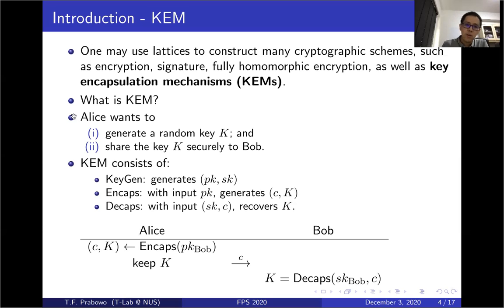So going back to this scenario, and assuming that we have generated the secret key and public key of Bob using the key generation, what Alice does to do these two things is she calls the encapsulation algorithm with input the public key of Bob because she wants to share the key with Bob. The encapsulation gives her C and K, and Alice keeps K for herself and sends the ciphertext C to Bob. Because Bob has his secret key, he then can use the decapsulation to recover K back. Now, Alice and Bob share the same random key K.